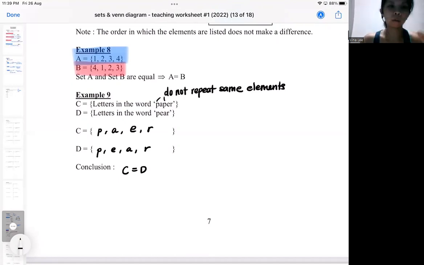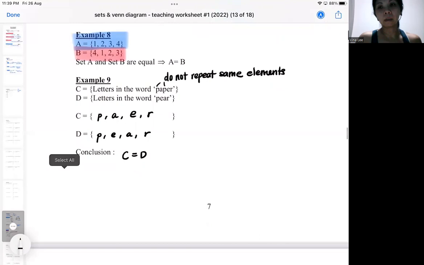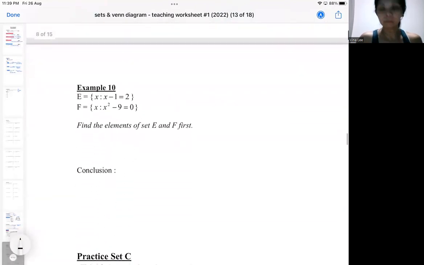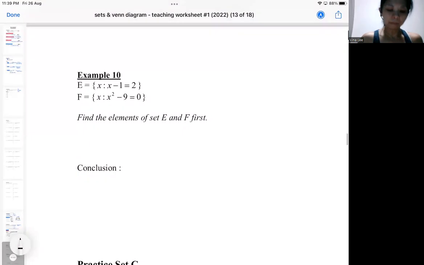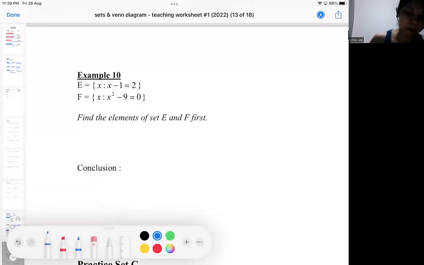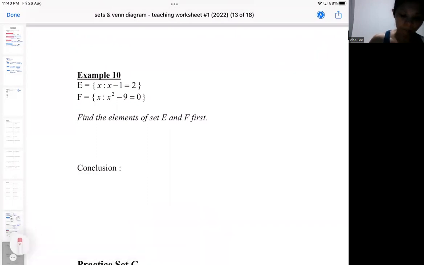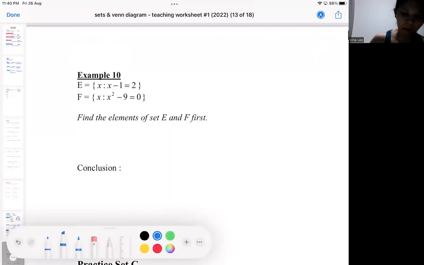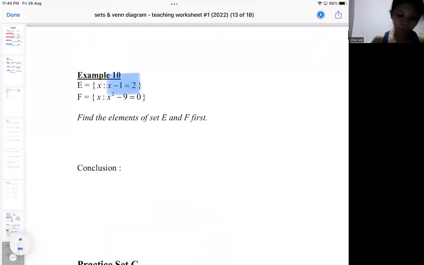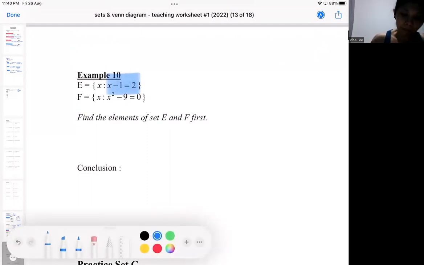So let's say in a long word, like Mississippi, S is repeated a lot of times, it's still considered one element. Okay, so sometimes in this concept, you will be asked to solve some equation. So for example, E is the element X, where X fulfills this equation. So if you look at set E, the elements must fulfill this equation. So to fulfill this equation is quite easy. Am I right? So you think about it.